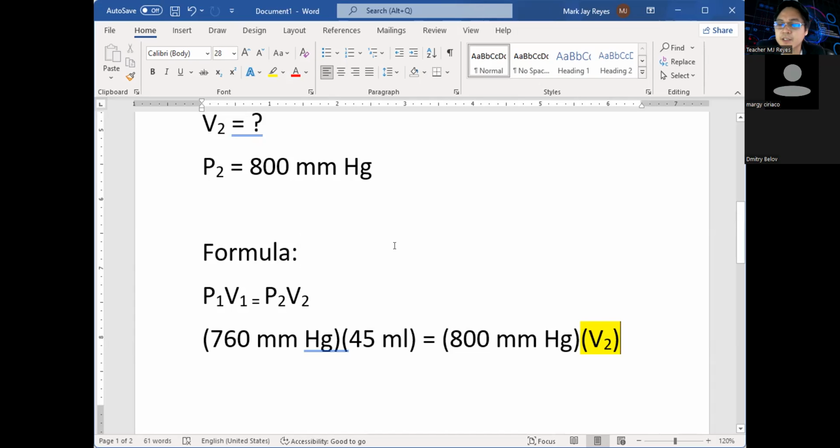Margie and Dimitri, please use a scratch paper in solving this, because you'll be engaging with a lot of this in your major exam. I am giving you higher order thinking skills questions and higher mathematical equations because you're now in grade 10. And you'll be dealing with this in your senior high and college. Right?